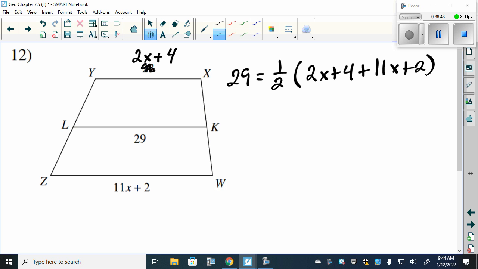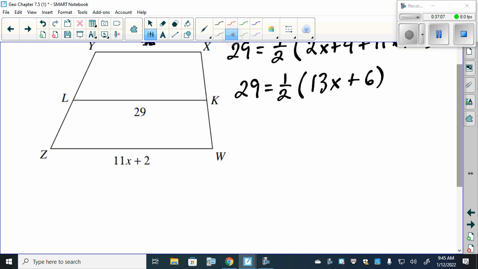Well, what we can do first, there's one or two things we can do. We can either combine like terms or multiply by 2. We can combine like terms first. So 29 is equal to 1/2 of 13x, because 2x plus 11x would be 13x. Then what can we do next? Now we would multiply both sides by 2 because we want this 2 and 1/2 to cancel out, simplify to 1.